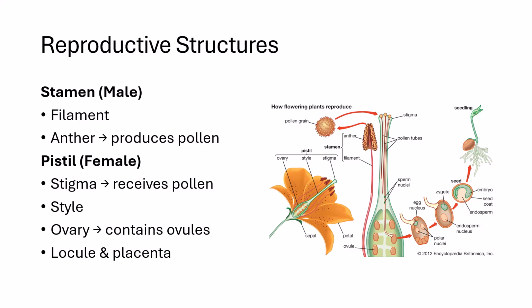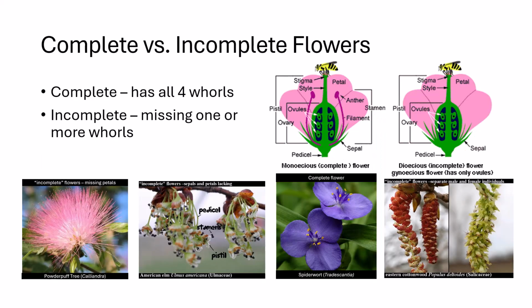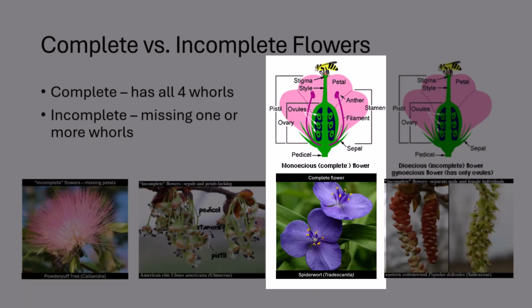Inside the ovary are chambers called locules, and ovules are attached to the ovary wall at the placenta. Remember, ovules become seeds after fertilization. This is where reproduction actually happens. A complete flower contains all four floral whorls: sepals, petals, stamens, and carpels. That means it has both protective structures, attraction structures, and both male and female reproductive parts present structurally, whether or not they are functional. This spiderwort is a complete flower.